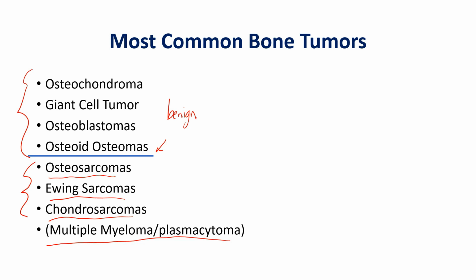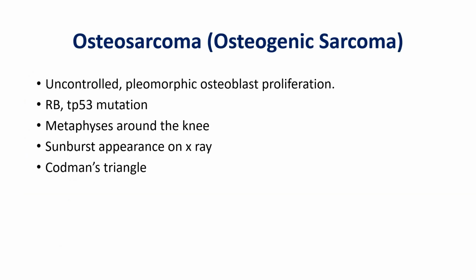Okay, so let's move right into this. Osteosarcoma is also called osteogenic sarcoma. It can go as either name for its title. This is just an uncontrolled pleomorphic osteoblast proliferation. So what does that mean? Well, pleomorphic just means that the cells that are proliferating in this particular tumor are going to be of varying sizes. And it's involving the osteoblast specifically.